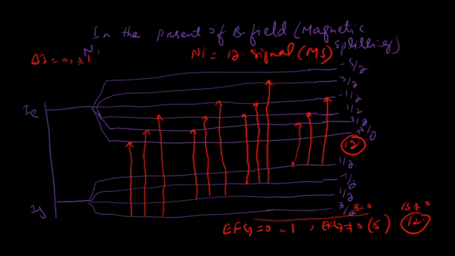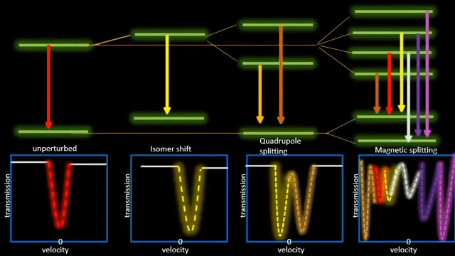So now, in this figure, I have summarized all types of the splittings. Here you can see that when there are unperturbed states and there is no magnetic field, then the electric field gradient is equal to 0. Then we have only one signal, and the Mossbauer spectrum will be like this one.